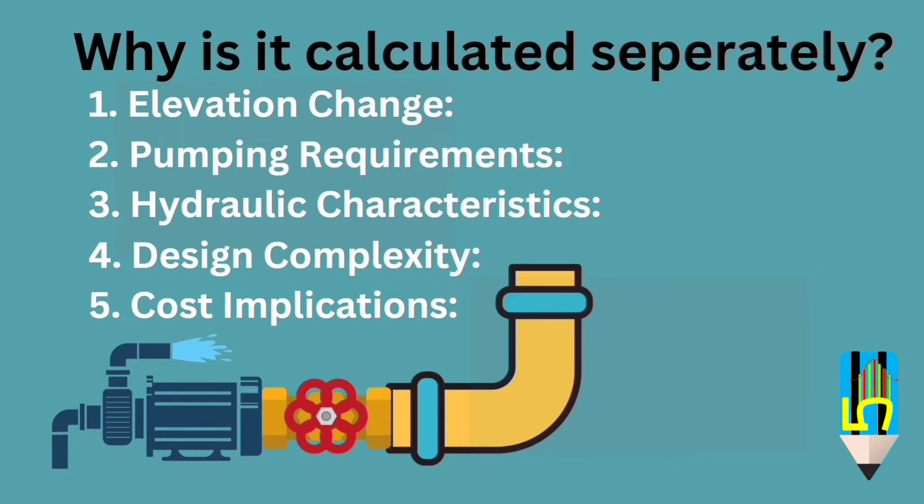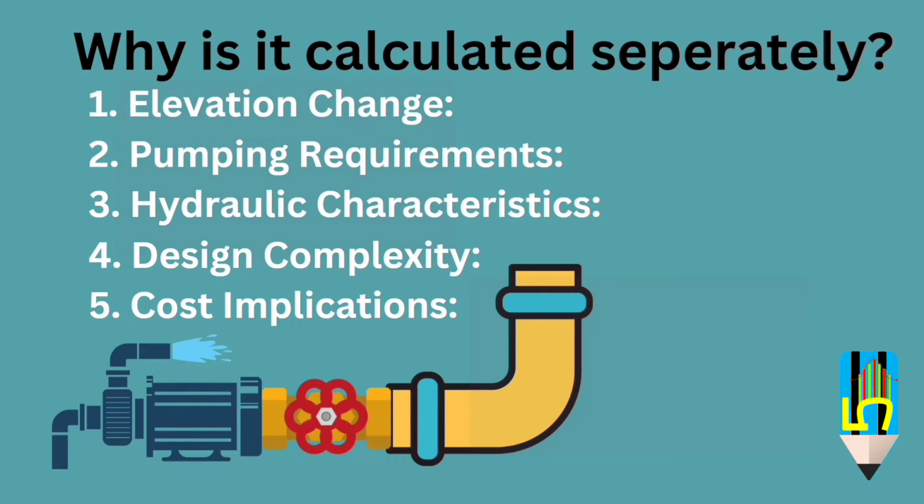The other factor is pumping requirements. So there are energy costs associated with pumping water through a rising main, and it depends on the elevation difference, flow rate, and the efficiency of the pump. So accurate calculation of these costs is essential to ensure economic feasibility. Moreover, the pump sizing is very important, and for that the rising main is a crucial component, because an undersized pipe may fail to deliver the required flow, while oversized pumps can lead to inefficiency.